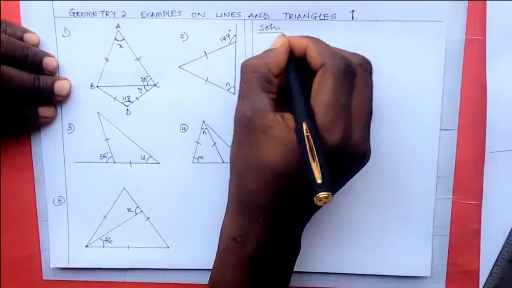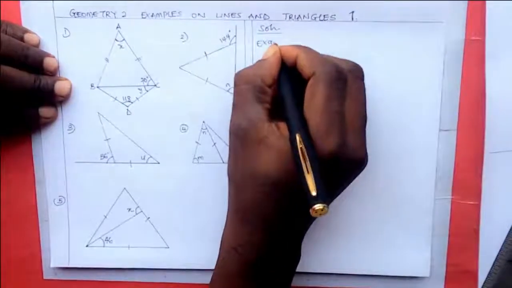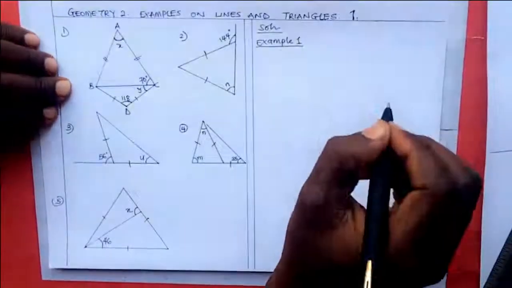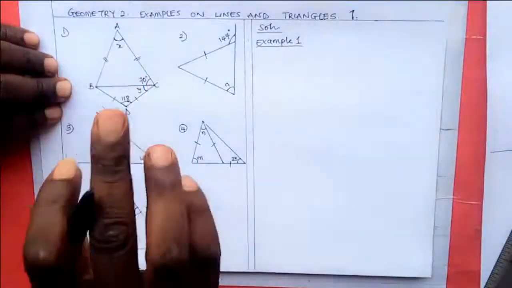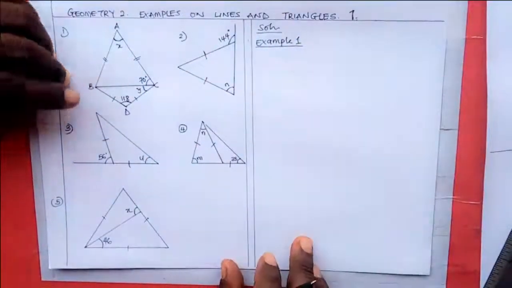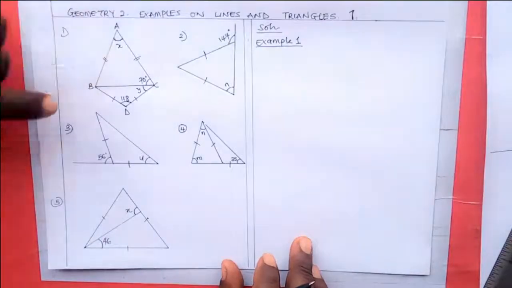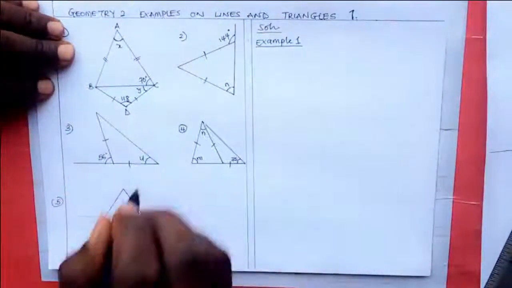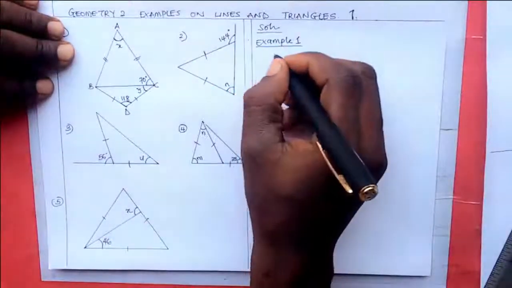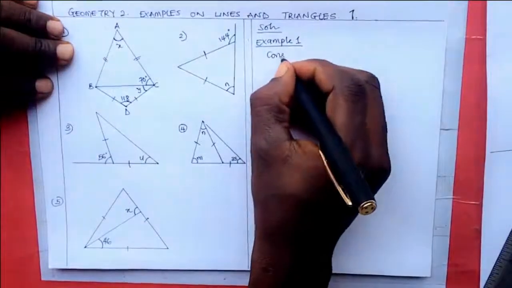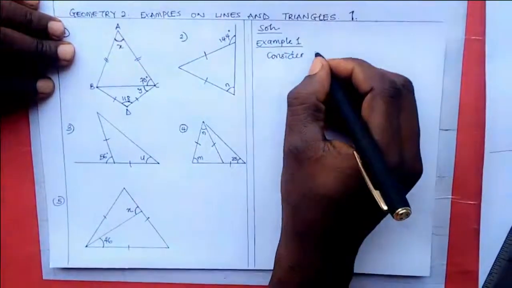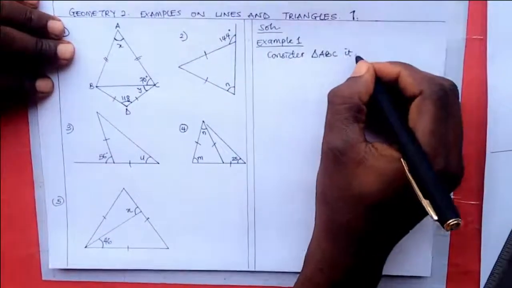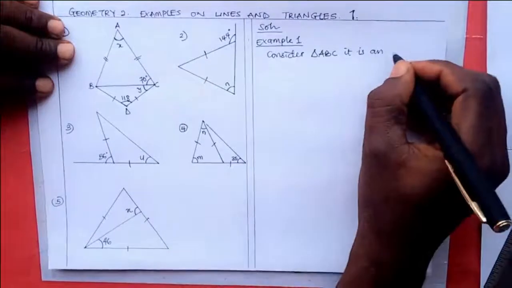Solution. Example 1. So, looking at this A, B, C, D, I'm asked to look for x. Considering triangle ABC, it is an isosceles triangle.